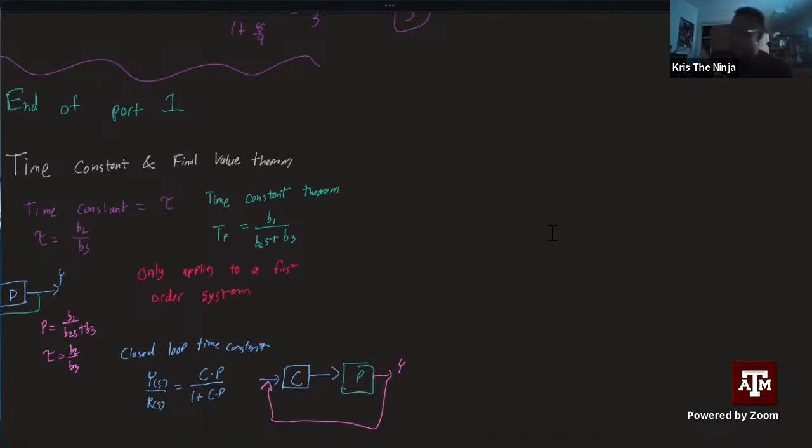Okay, but anyway, that being beside the point, the final value theorem applies to any order system.